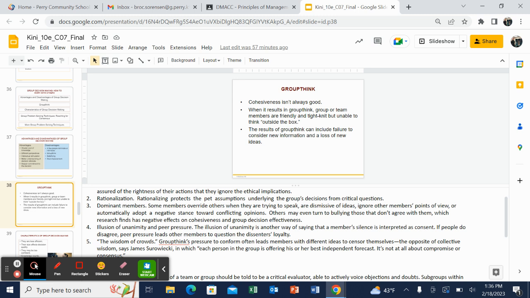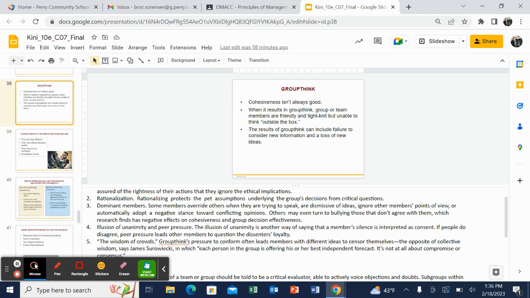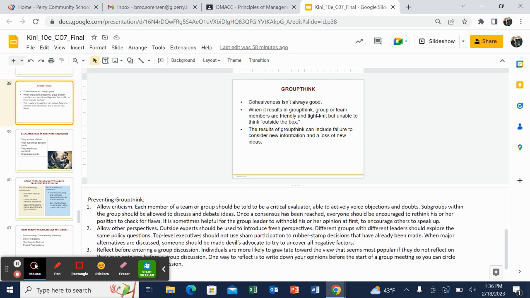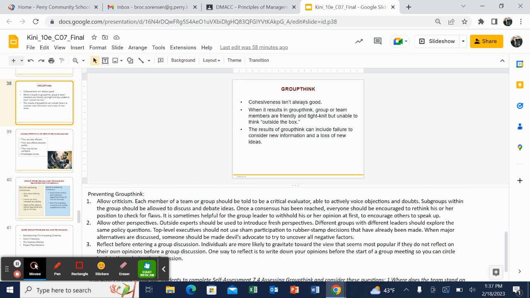And then what we call the wisdom of the crowd. So, this leads members with different ideas to censor themselves, because it is the opposite of the wisdom of the collective. Although ultimately we know that the crowd is not necessarily always correct.